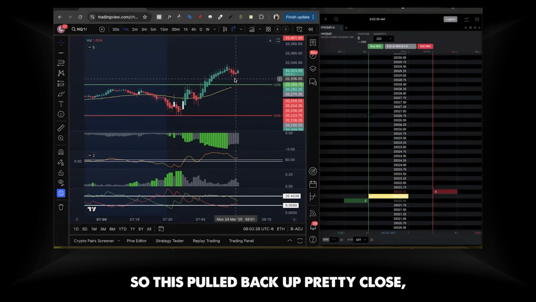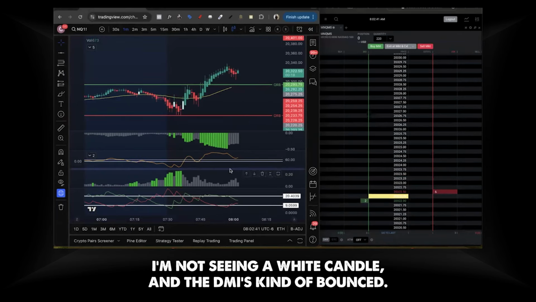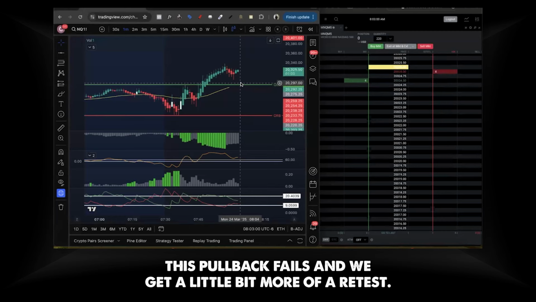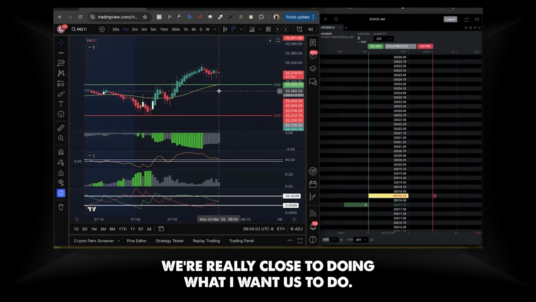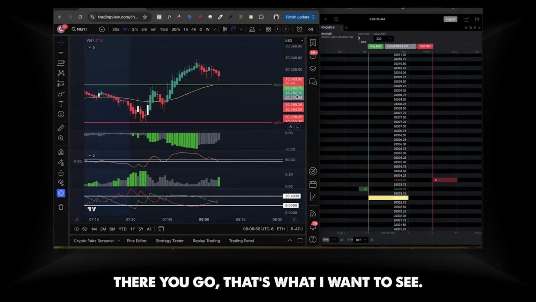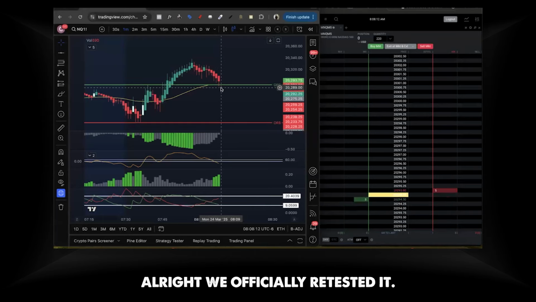So this pullback got pretty close. I'm not seeing a white candle, and the DMI is back to kind of balanced. So I'm going to avoid this one, and hopefully this pullback fails and we get a little bit more of a retest. We're really close to doing what I want us to do. Come on, go down just a little bit more. There you go. That's what I want to see. All right, we officially retested it.